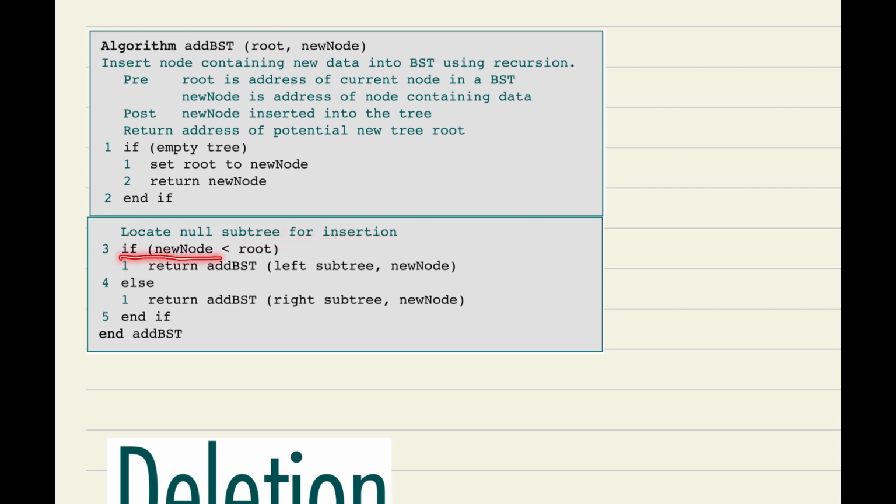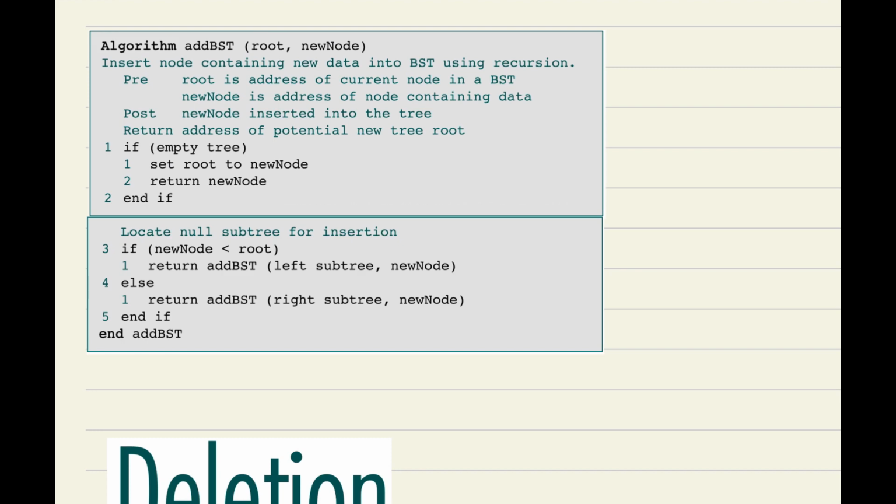So if new node is less than root, we can recursively call the method add BST by passing the left subtree and the new node. Else, if new node is greater than root, call the add BST method recursively using the right subtree and new node, and end of if, end of the method. So it is a simple one like previously we have discussed.